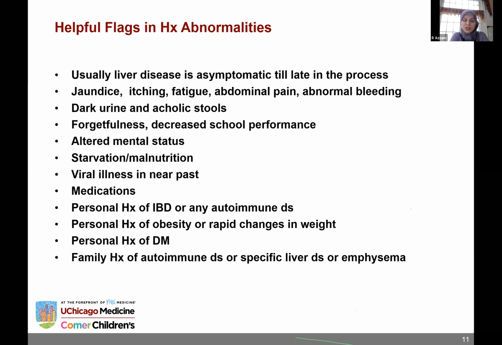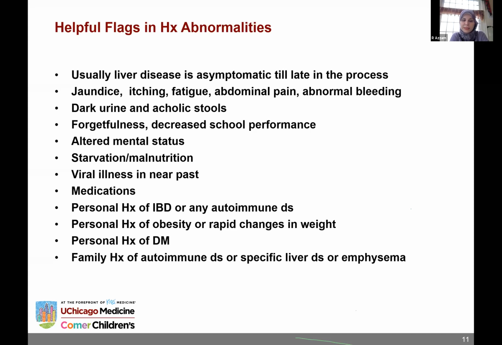A personal history of inflammatory bowel disease. So you know that IBD patients are at high risk to have primary sclerosing cholangitis or autoimmune cholangitis, or even autoimmune hepatitis. If the patient had another autoimmune disease, like celiac disease, for example, they are at risk for abnormal LFTs that corrects once they are on the gluten-free diet, but they are also at risk for autoimmune hepatitis and for sclerosing cholangitis as well.